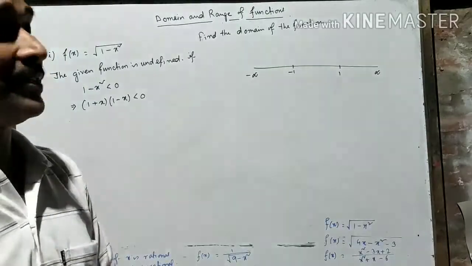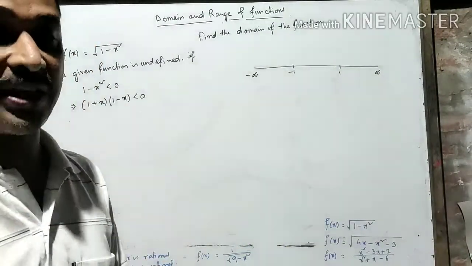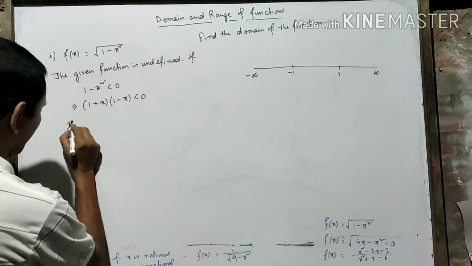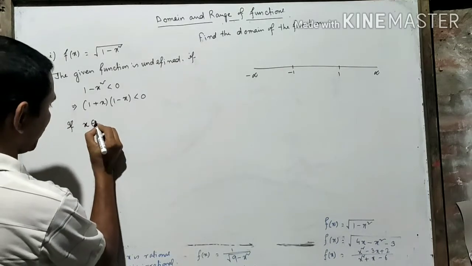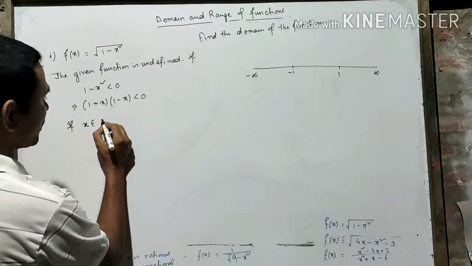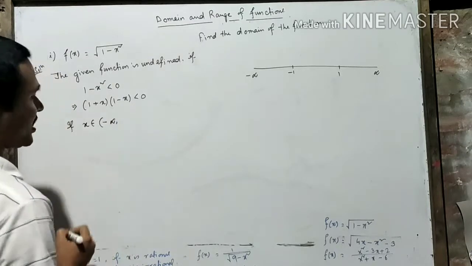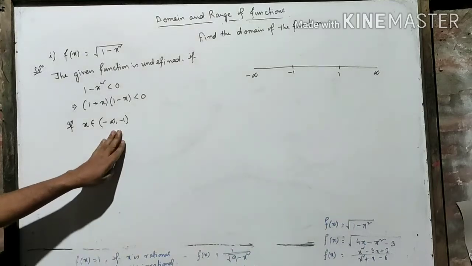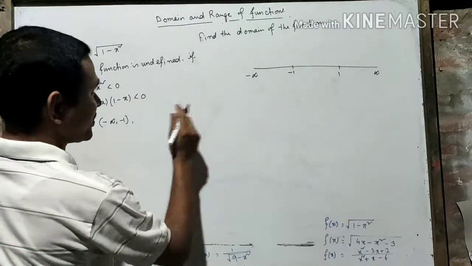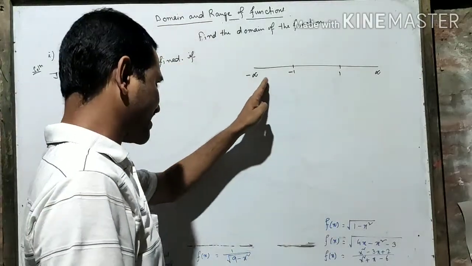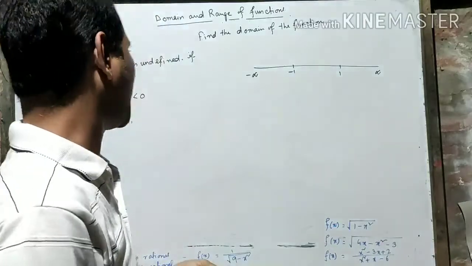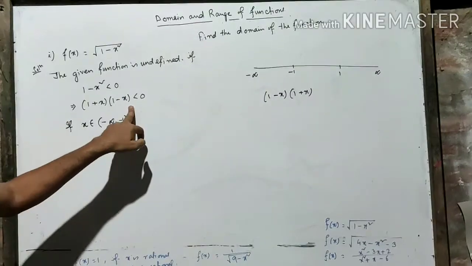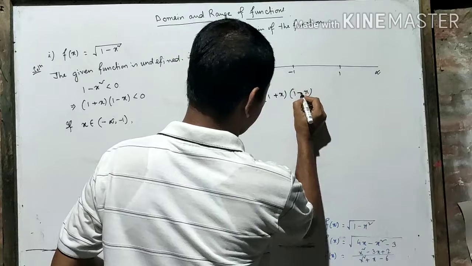Now you want to check the sign of this expression (1 plus x)(1 minus x) in each of these parts. So let us take the first part, x belongs to minus infinity to minus 1, that means in this part. So here the value of x is less than minus 1. You consider any value less than minus 1 and put it in this expression, 1 plus x into 1 minus x.